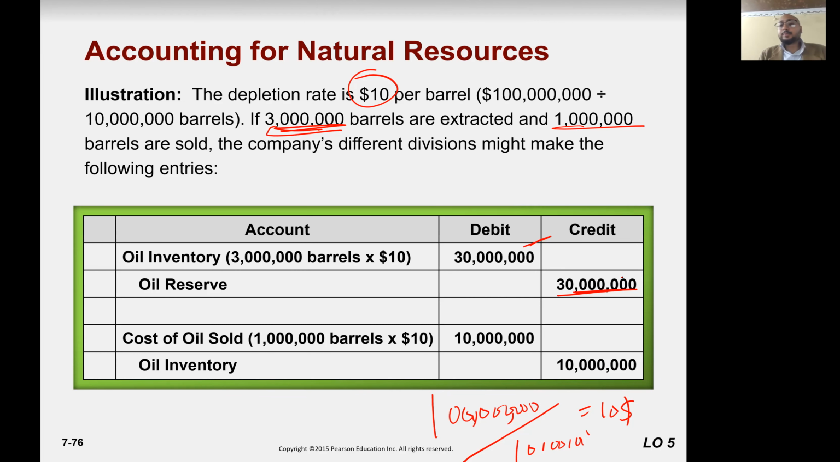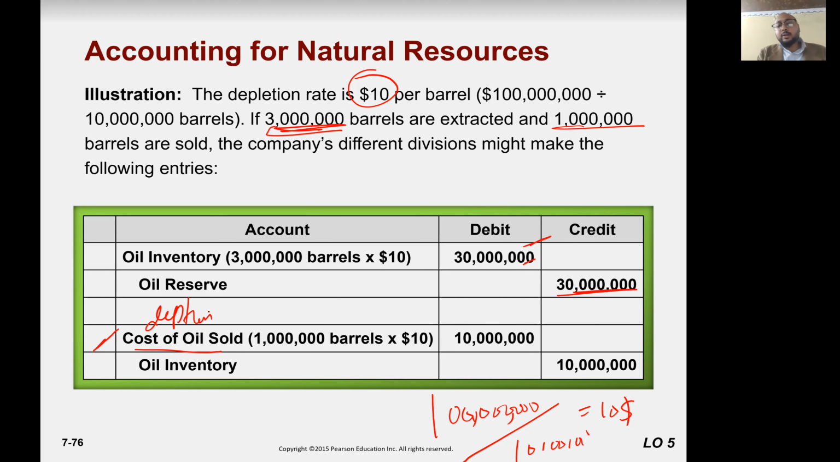Cost of oil here. So remember what happened here. They dug up from the oil reserve how much? 30 million. How much is sold? The sold item is, so which is depletion expenses. What did we call that? Depletion expenses is a part of cost of goods sold.